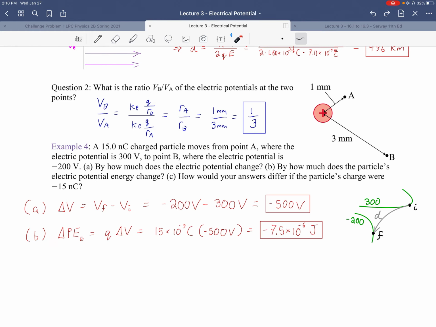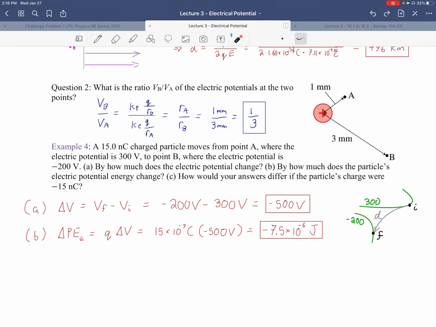Okay. Now in part B, by how much does the particle's electric potential energy change? Okay, well, it was a positive 15 nanocoulomb particle. So that means all we have to do is just multiply Q times delta V, multiply our positive charge by a negative voltage change, and we get a negative change in energy. Okay, does that make sense? Yeah, because for positive charge, going from high voltage to low voltage is like falling downhill.